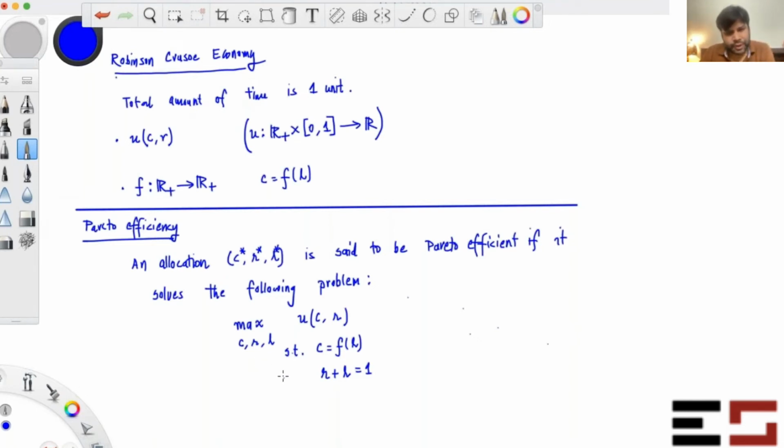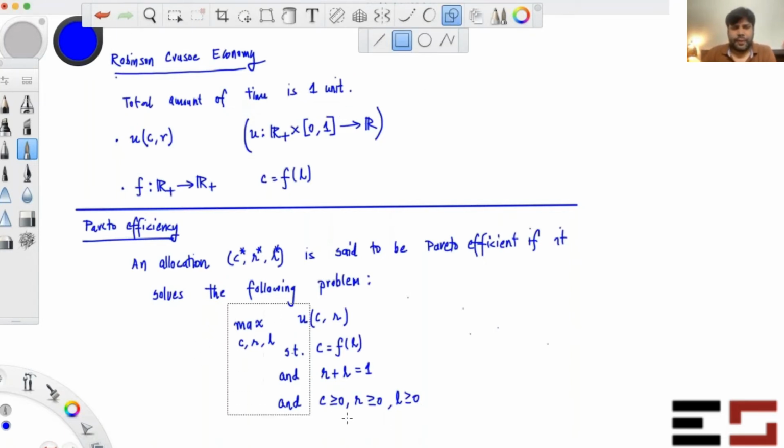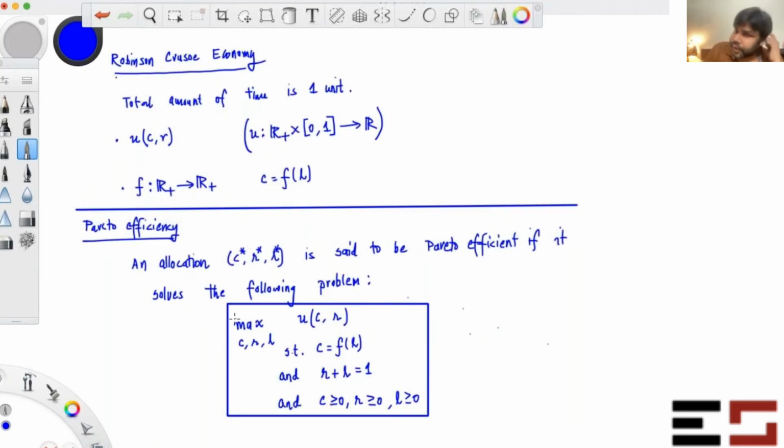So if you want, you can write them. Okay, so basically, if an allocation solves this particular problem, then it is Pareto efficient. Have you understood this? Don't worry so much about it. This is actually nothing but the feasible set. Remember the Edgeworth box in case of pure exchange economy? This is exactly the set of all feasible allocations. So basically your job is to choose a feasible allocation that maximizes the utility.